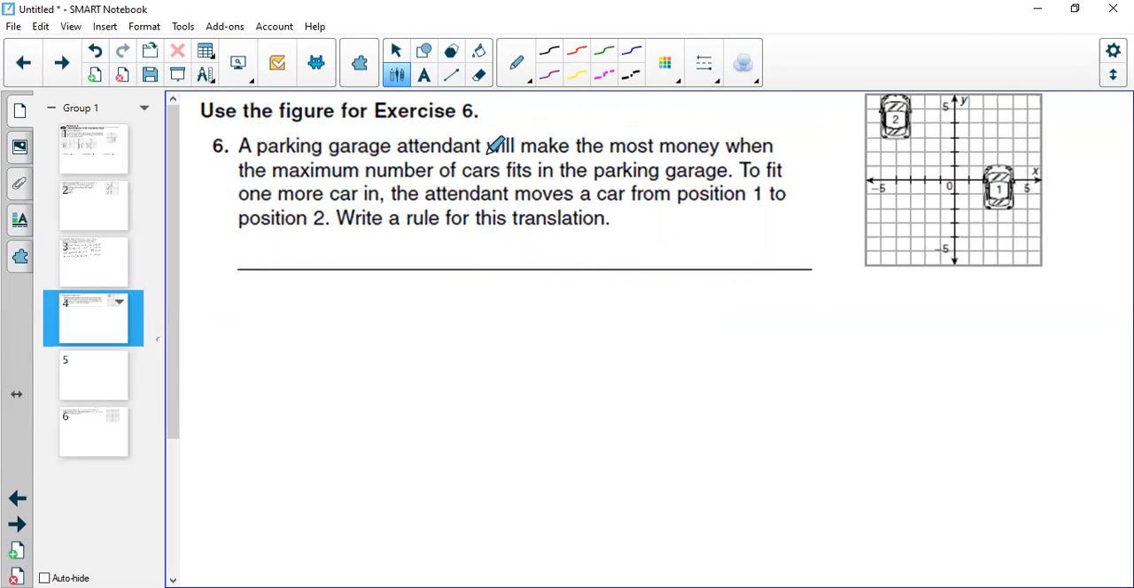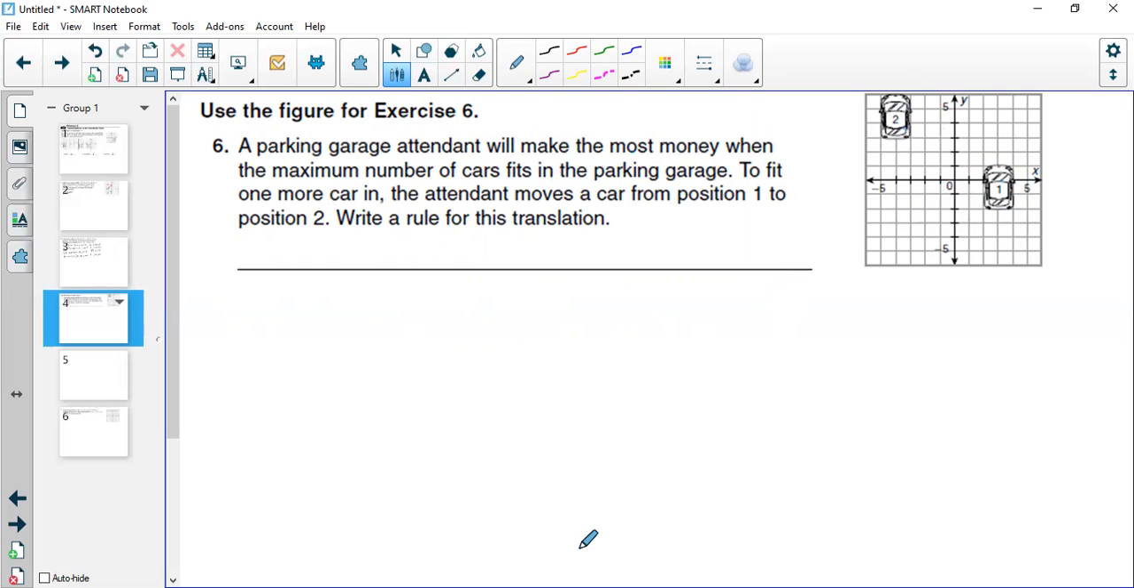A parking garage attendant will make the most money when the maximum number of cars fits in the parking garage. To fit one more car, the attendant moves a car from position 1 to position 2. So he's moving from here to here. Write a rule for this translation. Okay, we need to find a rule.